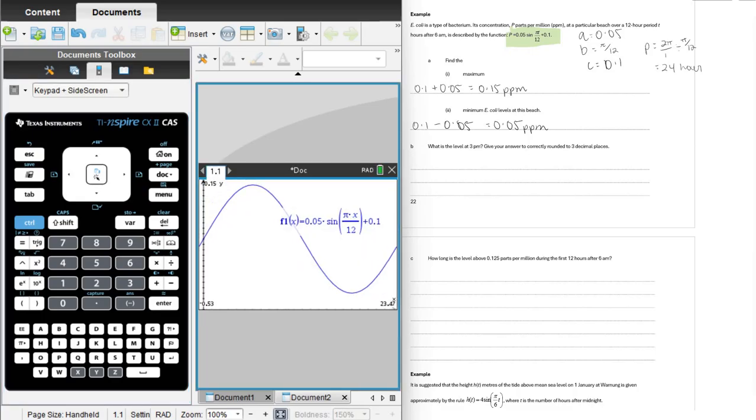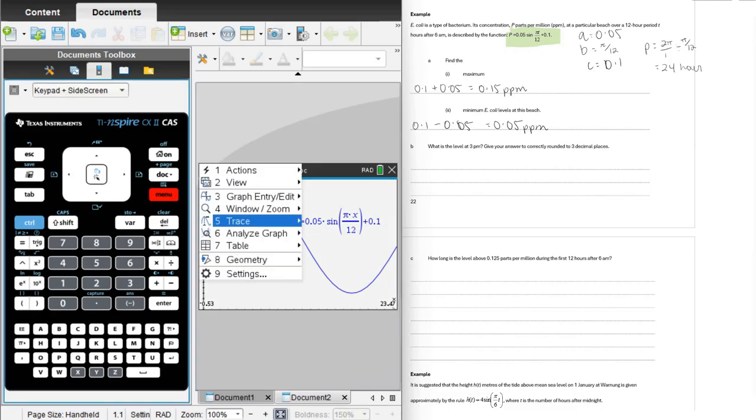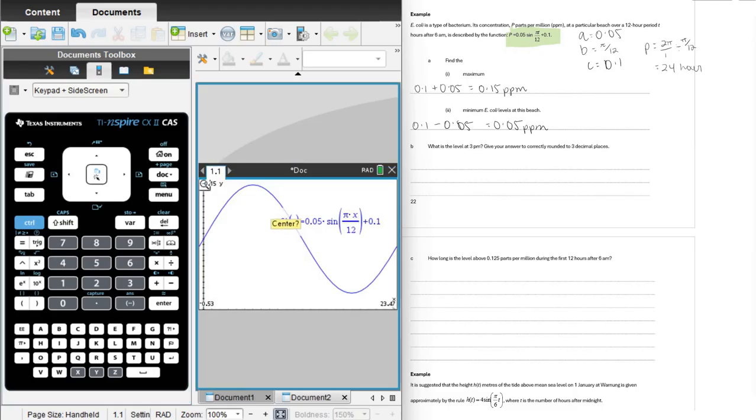I really like Zoom Fit, and then I like to zoom out a little bit just from there to see what's really going on.